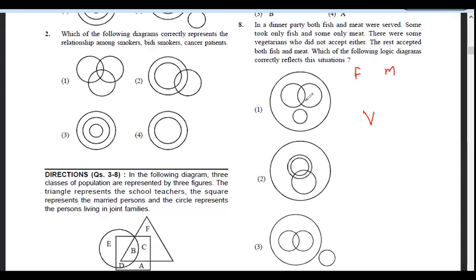Now, fish and meat, there's an intersection. Yes, exactly, because meat and fish are not subset or superset of each other. That's the first thing. So there's an intersection. Now, there were some vegetarians who did not accept either. But obviously, they are in the dinner party. Wait. Let me think on this line. The rest accepted both meat and fish.